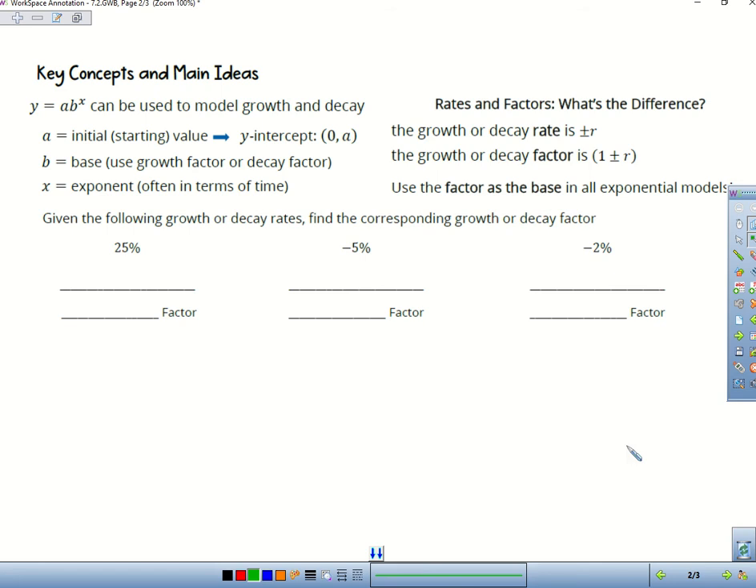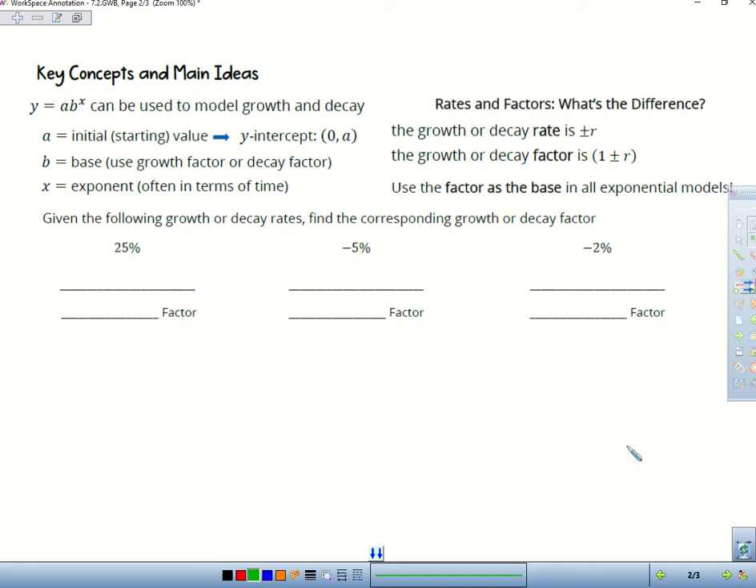Alright, so some key concepts and main ideas. The most simple form for this is going to be y equals a times b to the x, and that models growth and decay. We'll look at some more versions of that formula today as well. A represents the starting value, so how much you start with, a population that you start with, the amount of money you start with, etc.